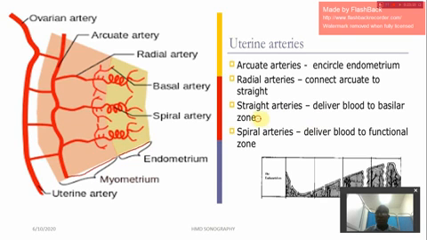So this one can also be called a layer. This is the basal layer. The spiral artery delivers blood to the functional layer. So normally the functional layer is sloughed off, leaving the basal layer during menstruation. So whenever there's menstruation, the functional layer is sloughed off, leaving the basal layer.